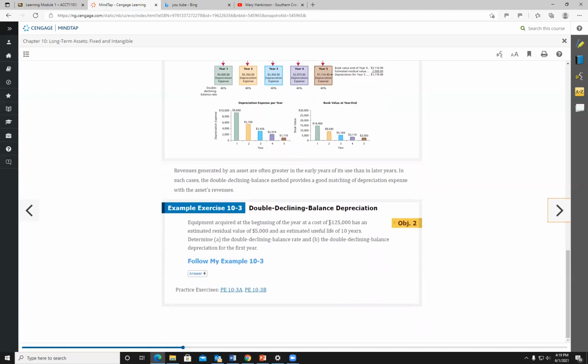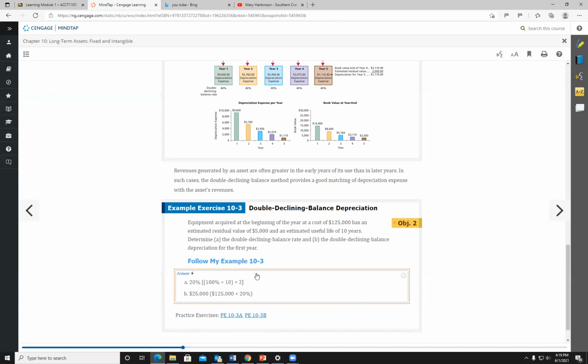All right, so now let's look at example exercise 3. It says equipment acquired at the beginning of the year at a cost of $125,000 has an estimated residual value of $5,000 and an estimated useful life of 10 years. Determine the double declining rate and the double declining balance depreciation for the first year. So we're going to take 10 years and divide 100% by 10 years.